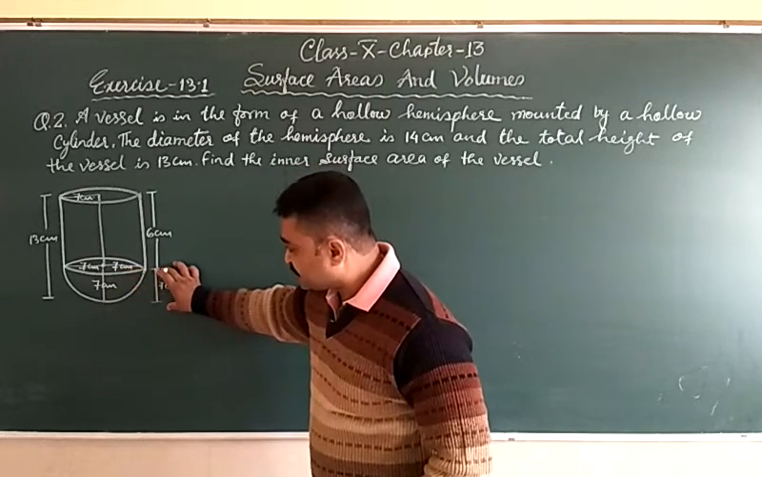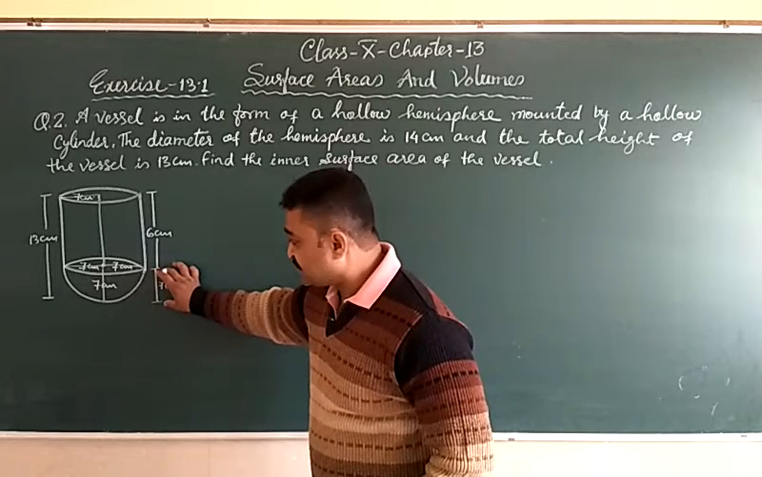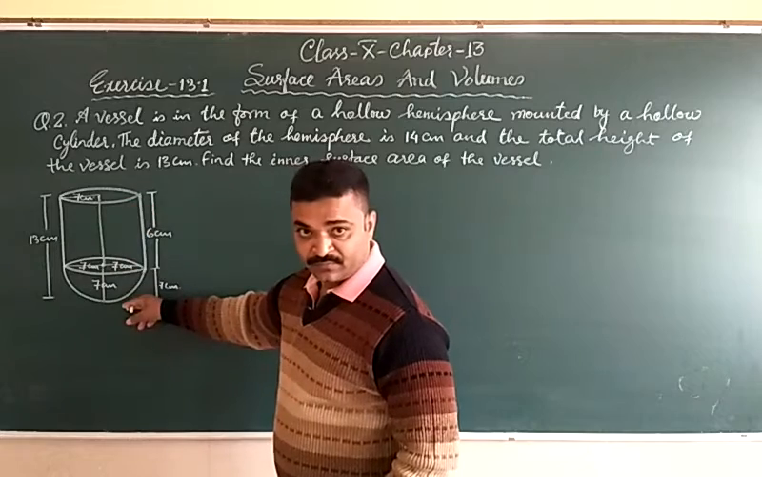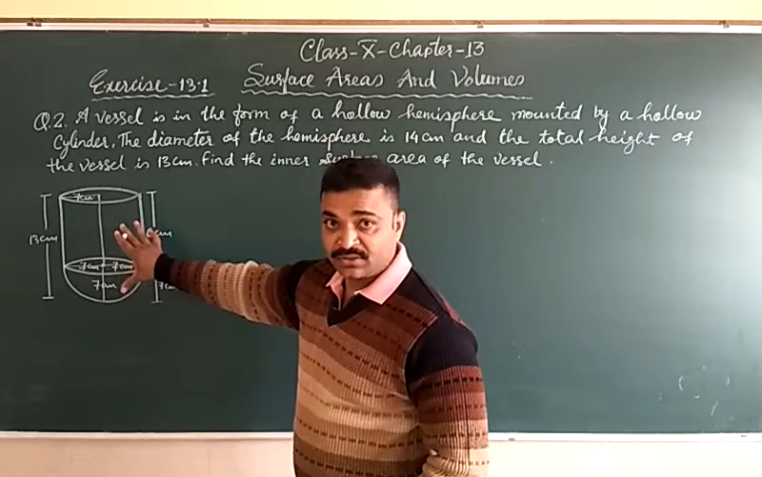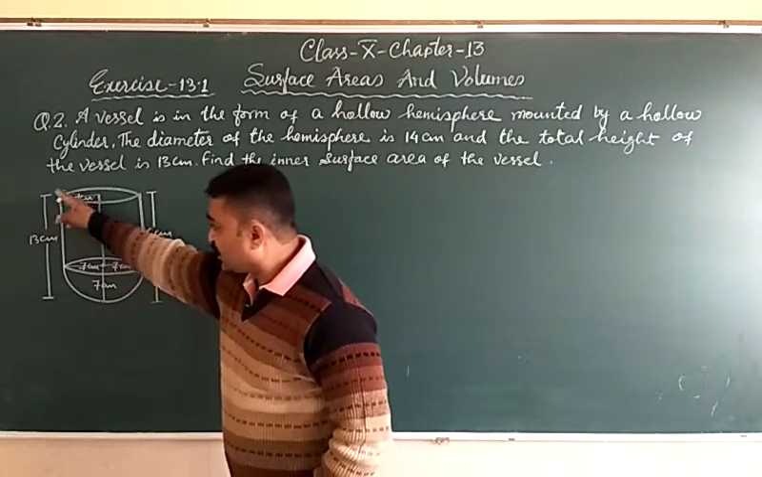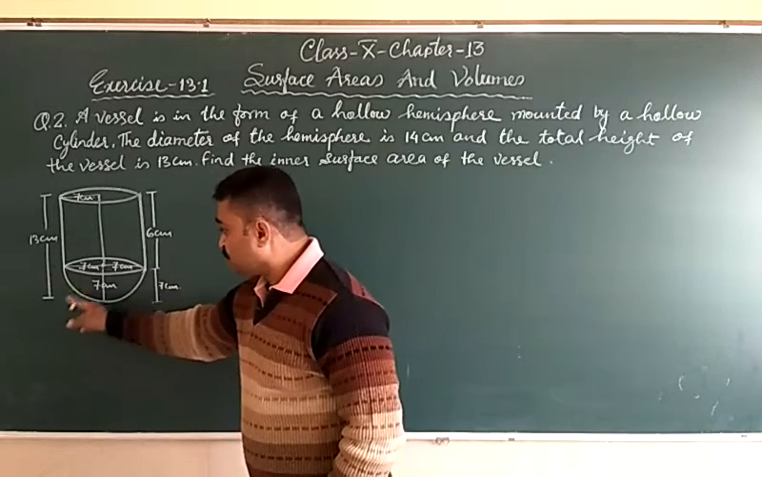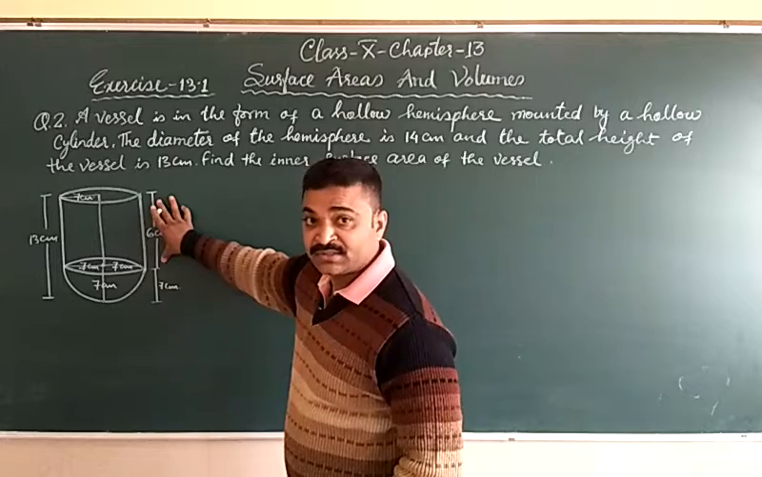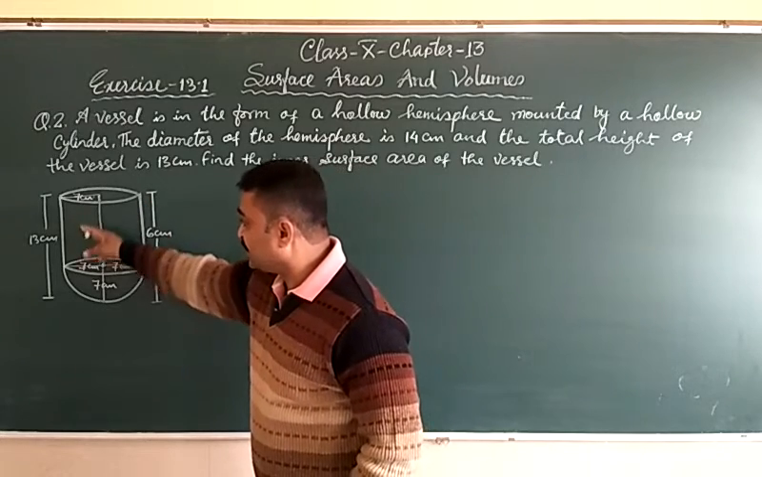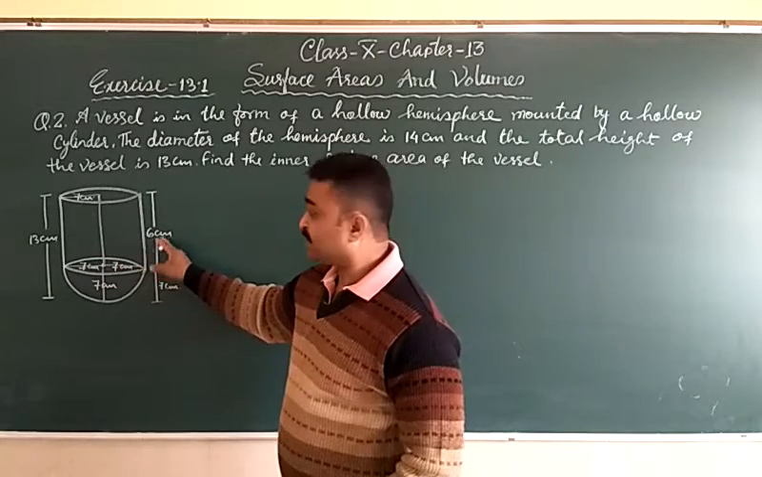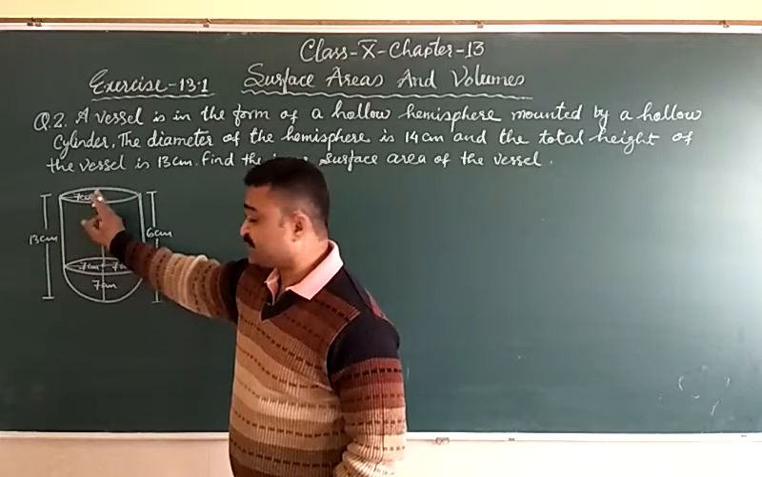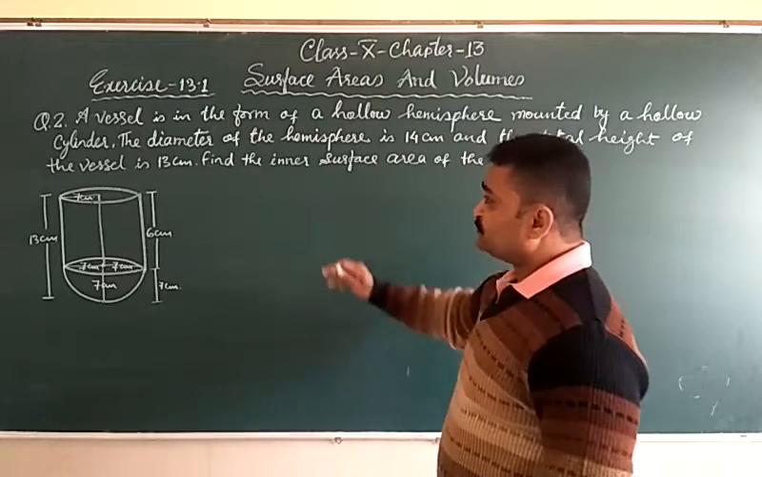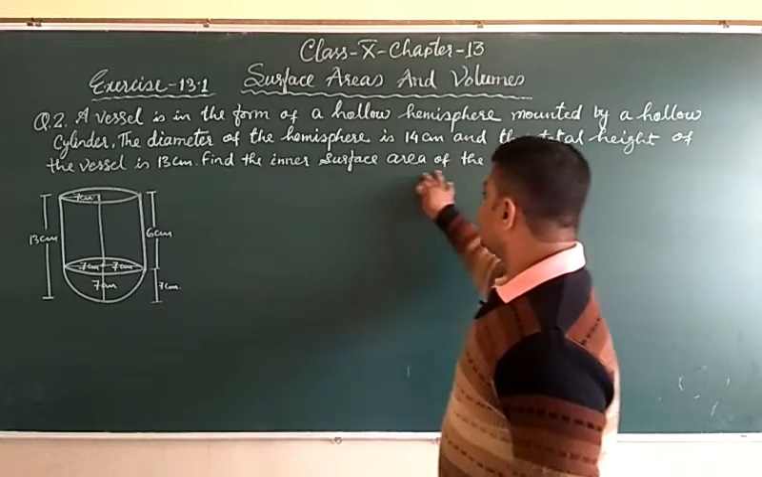That means the height of the hemisphere is 7 centimeter, and the total height of the vessel, this is the vessel, this form is of the vessel, total height is 13 centimeter. So 7 centimeter here है, remaining part is 6 centimeter. So the height of the cylinder is 6 centimeter and the radius of the cylinder is 7 centimeter. Clear? यहाँ तक clear हो गया? Okay. Now find the inner surface area of the vessel.